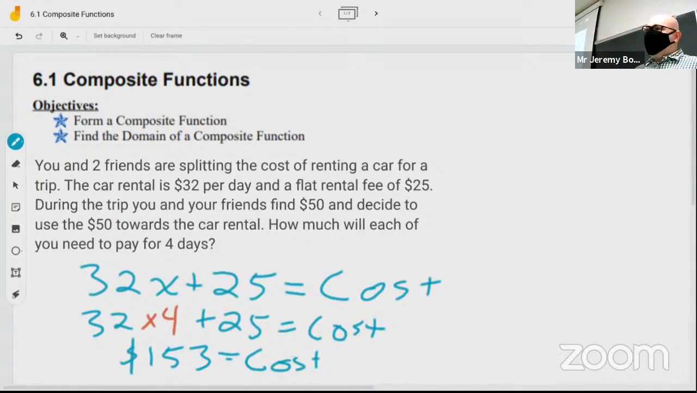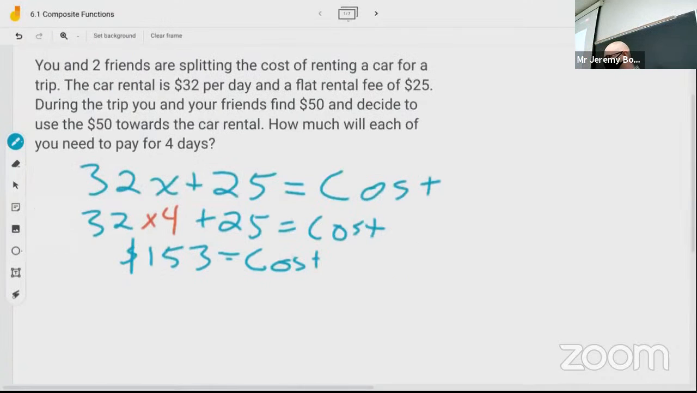Now, are we going to take that 153 and just divide it by 4 to figure out how much each person needs to pay? We want to subtract the 50, right? Because we found the $50, we're going to apply that to that amount. So we're going to take our $153 and subtract the $50 we found, and that's going to tell us how much we're going to have to pay. I think I can do that in my head, $103.